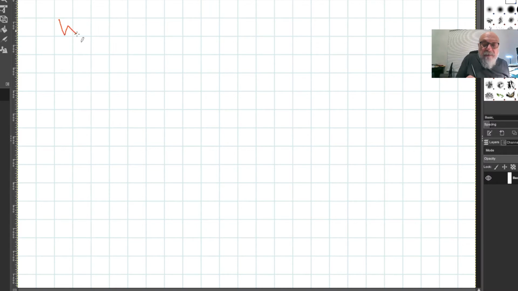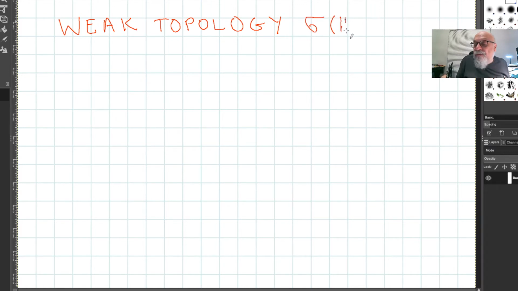Weak topology. And we will denote this topology by sigma(E, E star), the topology induced on E, the Banach space, by E star, its dual. So this will be the topology which is induced by all continuous functionals on E. Let me recall what we are talking about.